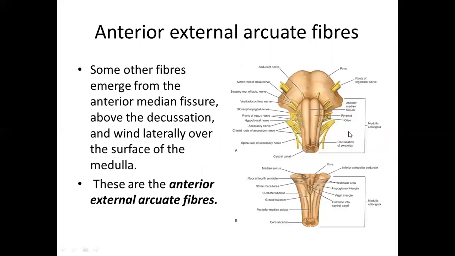Then the anterior external arcuate fibers. Some of the fibers emerge from the anterior median fissure above the decussation, somewhere at this level, and they wind around the lateral aspect of the medulla, join the inferior cerebellar peduncle, and relay into the cerebellar hemispheres. So what are the anterior external arcuate fibers? They are fibers arising from the pyramids that do not decussate there. They wind around the lateral aspect of the medulla and join the inferior cerebellar peduncle to relay into the cerebellar hemisphere.